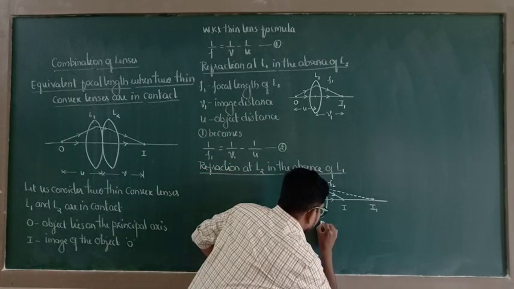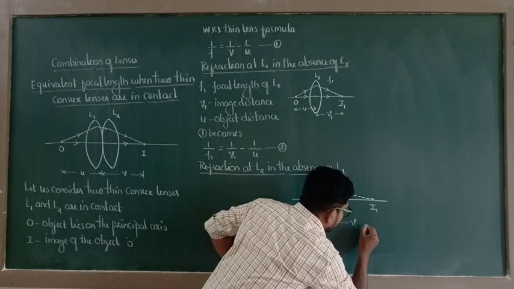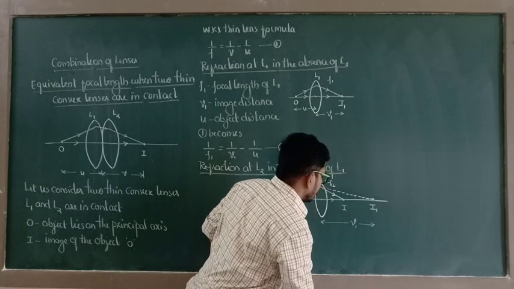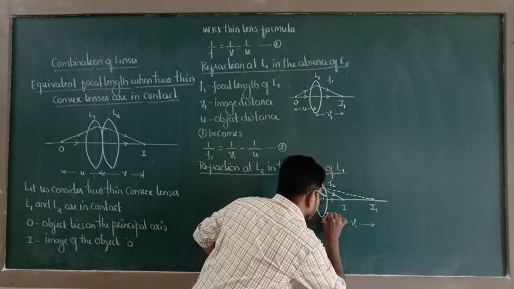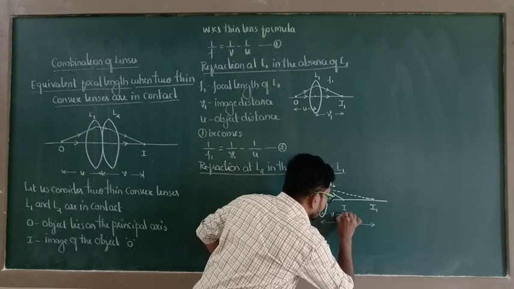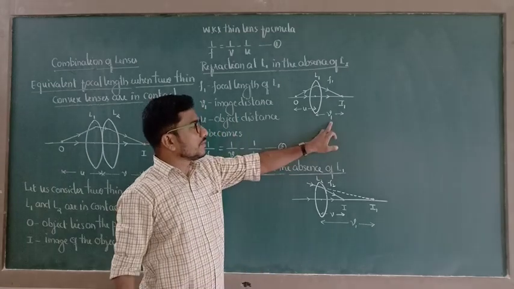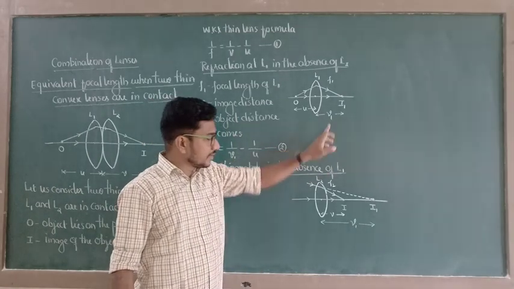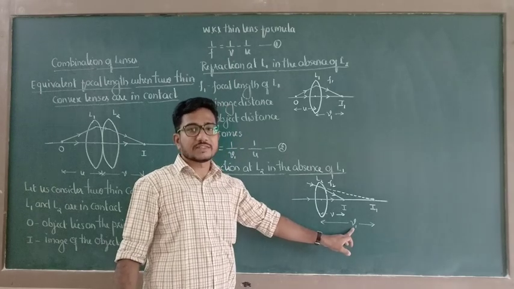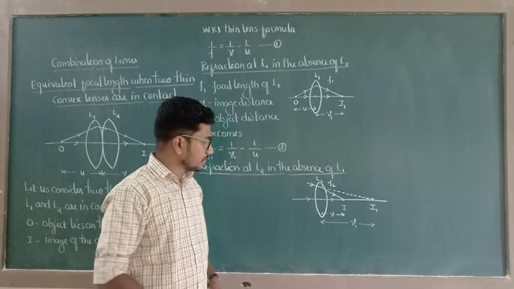So let us consider the virtual object distance. This distance V1, virtual object distance. Image distance V. See here, in case of L1, V1 is the image distance. In case of L2, V1 is the object distance, that is the virtual object distance.